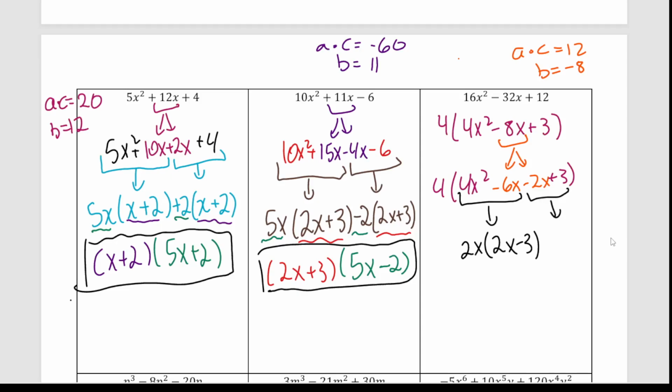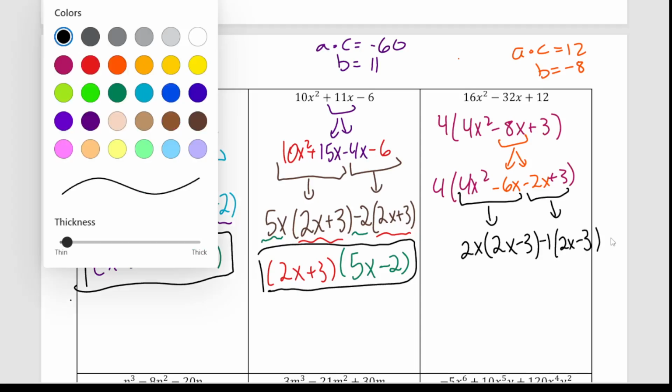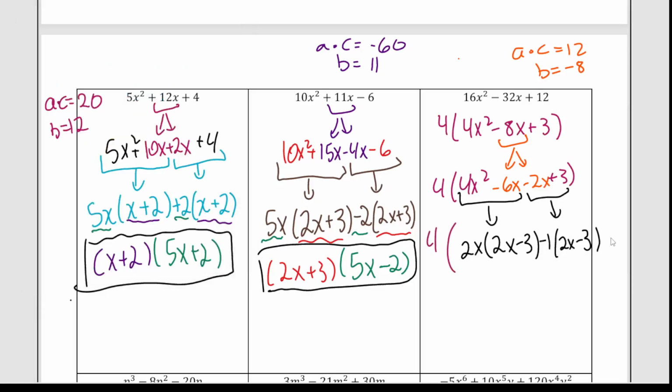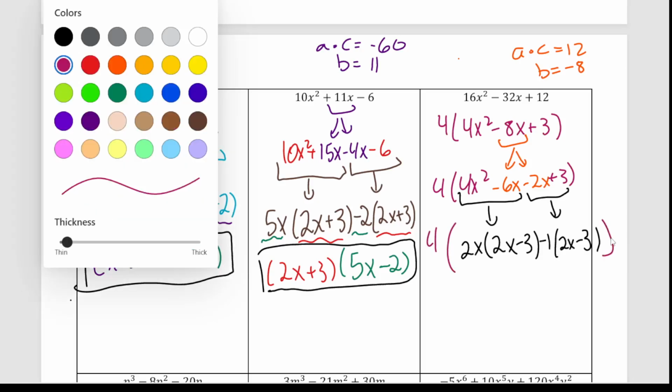For these next two terms, we're going to have to pull out a negative 1 because it's negative, but otherwise they're prime. Negative 2x divided by negative 1 leaves us with positive 2x. Positive 3 divided by negative 1 leaves us with negative 3. And then we otherwise still have the 4 and parentheses on the outside just chilling.